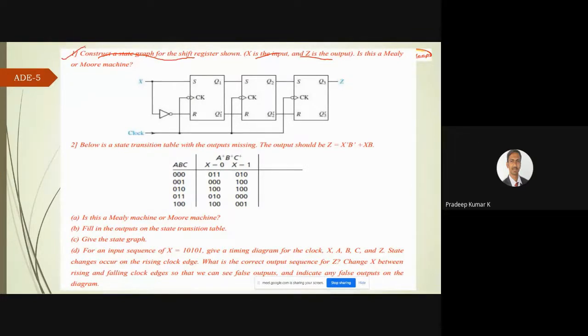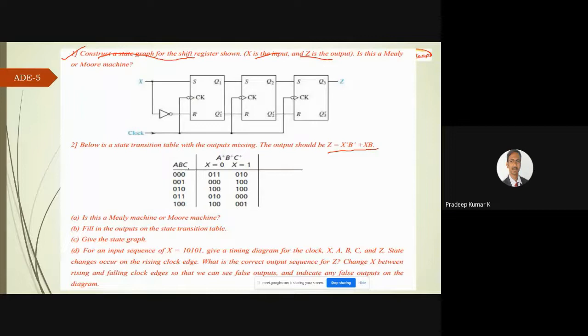These are some assignment questions which are basically provided as an added advantage. No worries about examination questions, because these will not be asked much in the examination. Another state graph is based on another state transition table. We have one more question: below is a state transition table with the outputs missing. The output should be Z is equal to X'B' plus XB. This is the output equation, and based on it you have to predict.